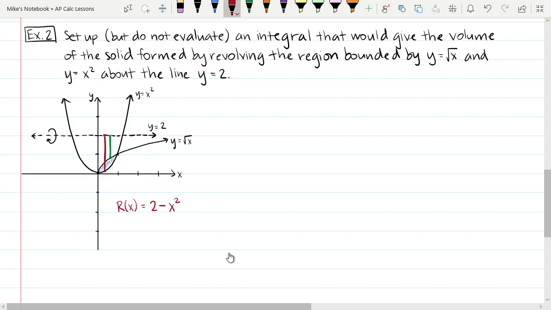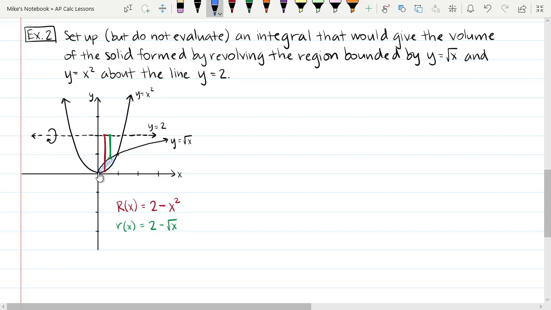So my expression for big R of x is 2 minus x squared. For little r of x, same thing. We're going to go top minus the bottom. So the equation at the top is y equals 2. The equation at the bottom is square root of x. So these are the expressions we're going to use for our integral.